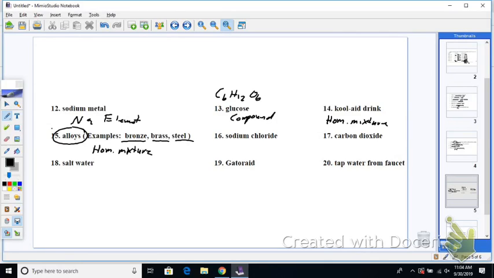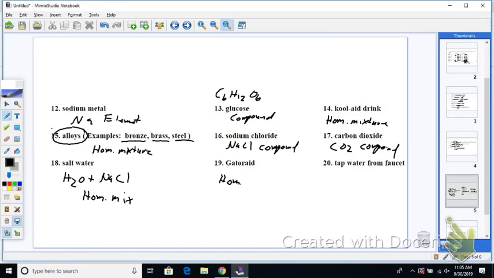They blend together. Sodium chloride is NaCl. So that's a compound. Two elements hooked together, two different ones. Carbon dioxide is two different elements hooked together, so that's a compound. Salt water is H2O plus NaCl. So there's no chemical reaction, they're just mixing. And so that would be a homogeneous mixture. You can't tell one from the other. Gatorade's a homogeneous mixture. And then tap water is a homogeneous mixture. I didn't have heterogeneous on there. Probably would have been nice to have one on there. But questions on those?